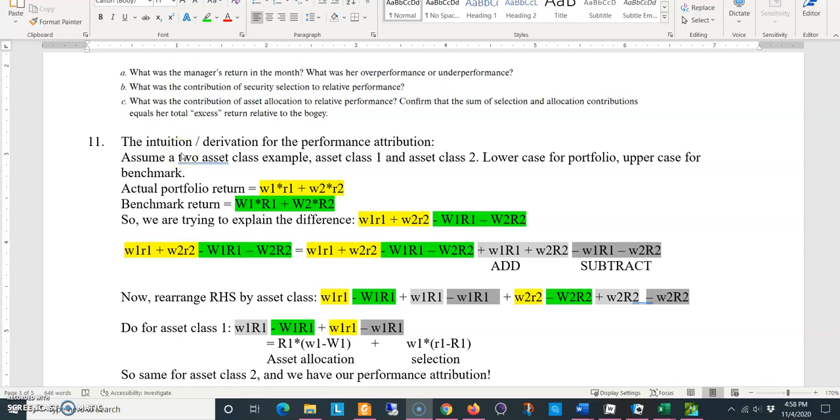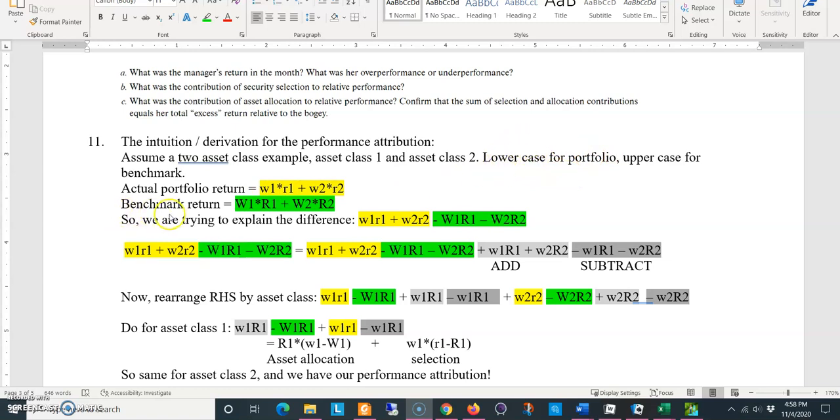Let's assume that there are two asset classes, asset class 1 and asset class 2. This can be stocks or bonds, for example. Whatever I use in lower case is going to be for the portfolio, and uppercase is going to be for the benchmark. So I have two assets in my portfolio. The weights are w1 and w2, and keep in mind they should sum up to 1. So my portfolio return is going to be w1 r1 plus w2 r2. Keep in mind these are all lower case because that's for my actual portfolio.